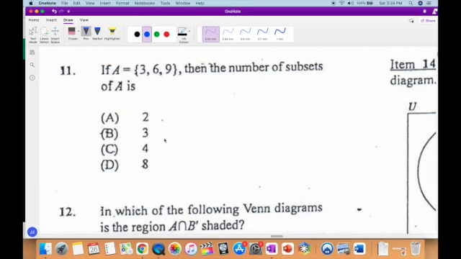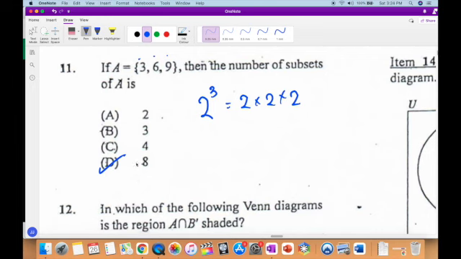Now, if A is the set of numbers 3, 6, and 9, then the number of subsets is, well, we see that we have 3 elements, 1, 2, 3. So the number of subsets will be 2 to the power of 3, which is 2 2s are 4, 2 4s are 8. We have 8 subsets here, right?